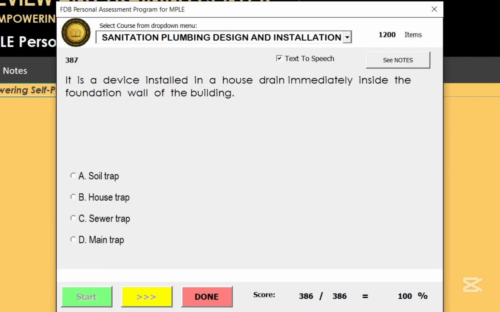It is a device installed in a house drain immediately inside the foundation wall of the building. A. Soil trap, B. House trap, C. Sewer trap, D. Main trap. Please pick your choice. Option B is your choice, and it's the correct answer. Well done.